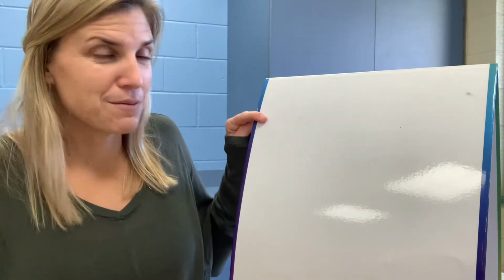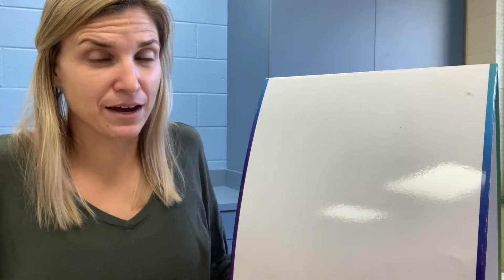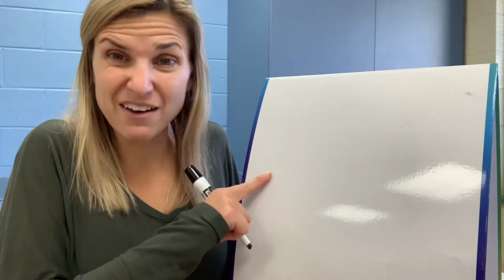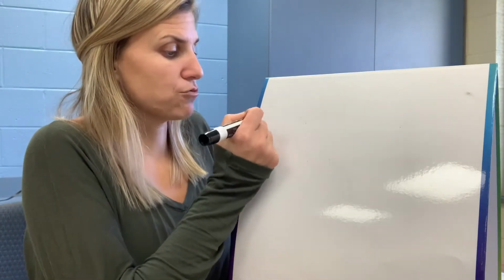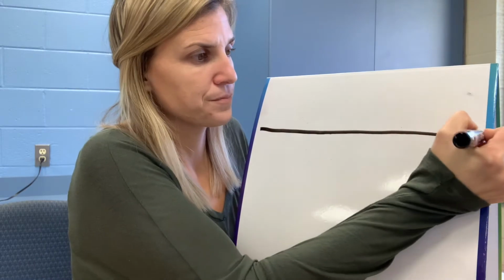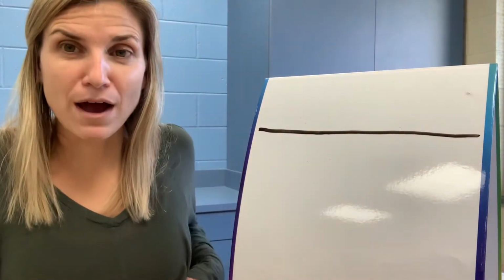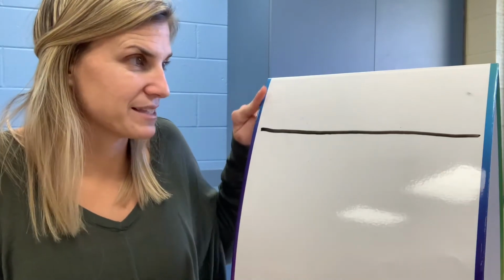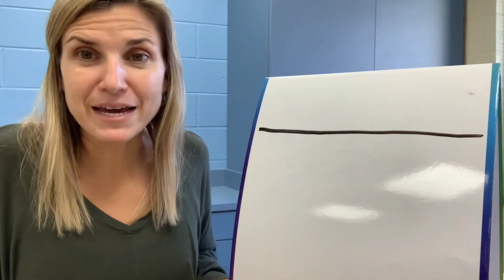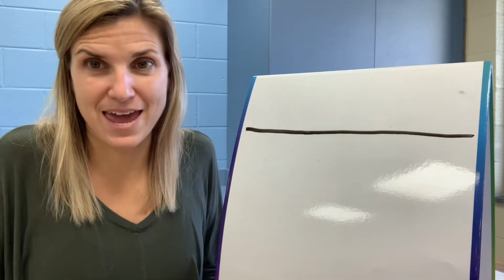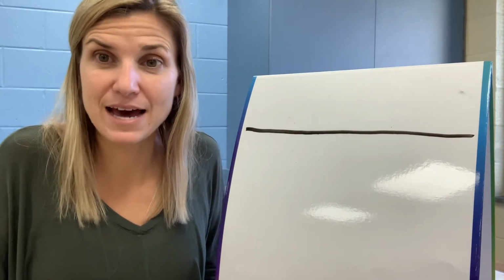So on my paper, notice I don't have any lines. If you're using a paper with lines, then you don't need to do this step. But if you don't have any lines like Miss Farrell, I'm going to draw one long line. Now, good writers always start with an uppercase letter. So my sentence is going to be, I can be nice.